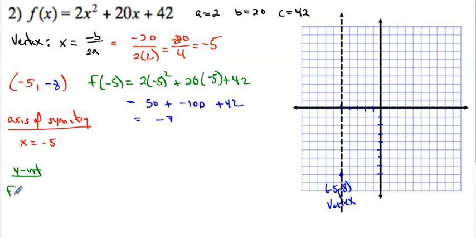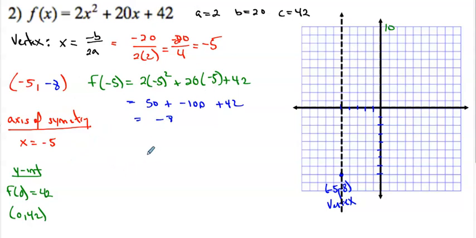Also very nice and easy for us. F of 0 equals, all right, and you can go through the motions here and plug in 0 for the x's, but what's going to happen is when you plug in 0 for x, x is going to cancel out and turn into 0, and 0 times 2, and 0 times 20, and you're just going to be left with 42. So your y-intercept is 0, 42. Now, my graph only goes up to 10, so I know it's going to be way up there somewhere. So I'm just not going to bother graphing that one just yet.